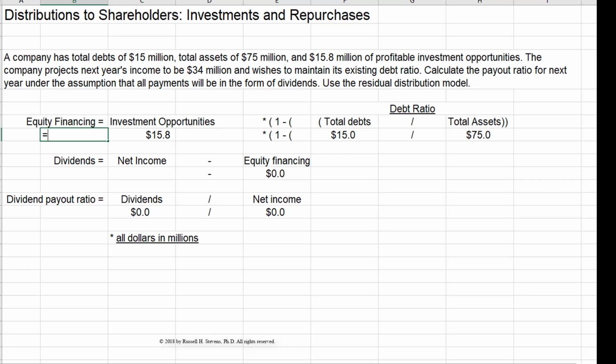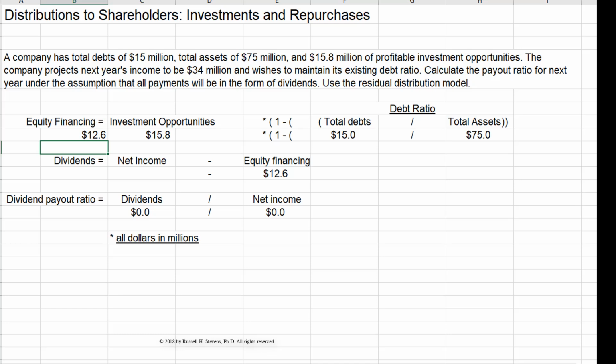Type in an equals sign, highlight the 15.8, type in an asterisk denoting multiplication, followed by an open parenthesis, followed by a 1 minus, open parenthesis. Highlight the 15.0, type in a slash denoting division, highlight the 75.0, type in 2 close parentheses, and press enter.